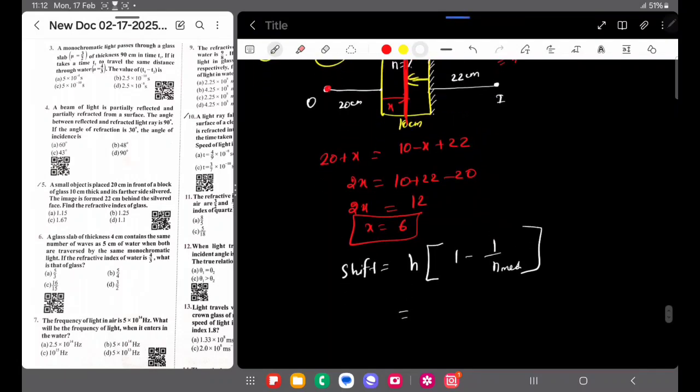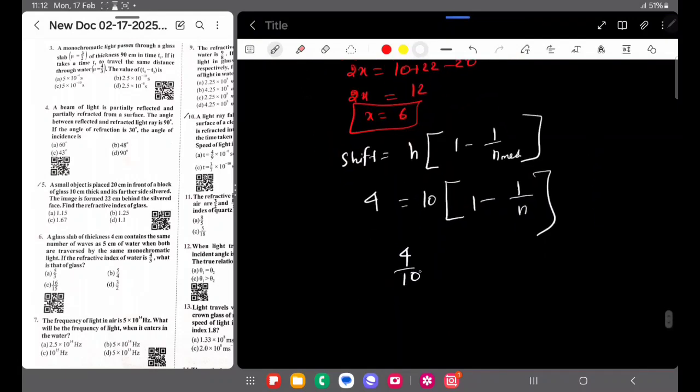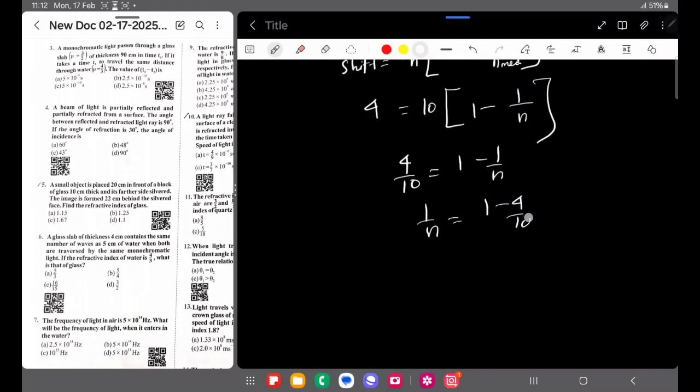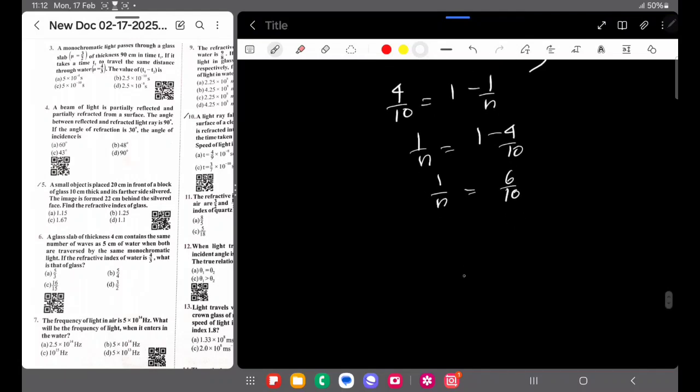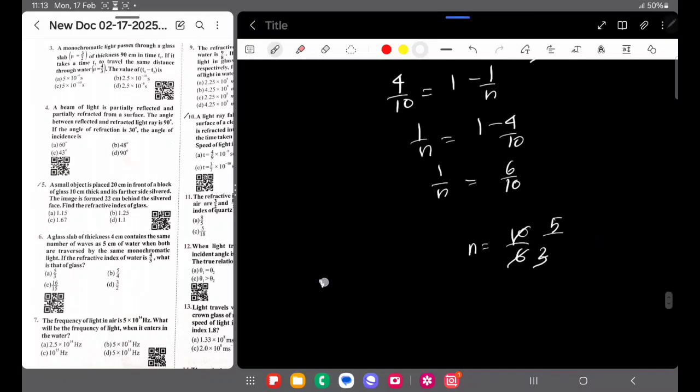So the original depth is 10, times 1 minus 1 by n. Shift value is 4. On simplifying this, I'll be getting 4 by 10 equal to 1 minus 1 by n. 1 by n equal to 1 minus 4 by 10, which is 10 minus 4, it's 6 by 10. So n equal to 10 by 6, so n equal to 5 by 3. So it should be the answer then. 5 by 3 in the sense 1.67. So n value should be equal to 1.67. That should be the answer then.